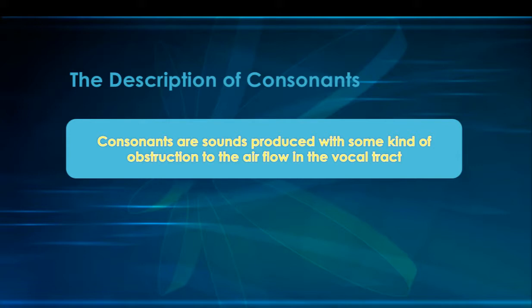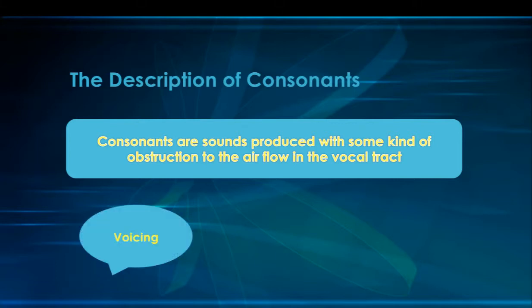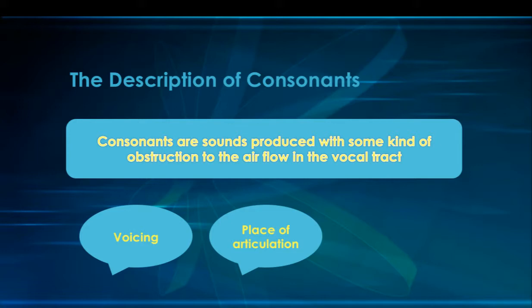Each consonant can be described using three criteria. The first criterion is voicing. It depends on whether our vocal cords vibrate or do not vibrate when the air escapes through them. The second criterion is the place of articulation. Put very simply, this is a place in the vocal tract where the obstruction to the airflow is happening, and it can be anywhere from the glottis to the lips.